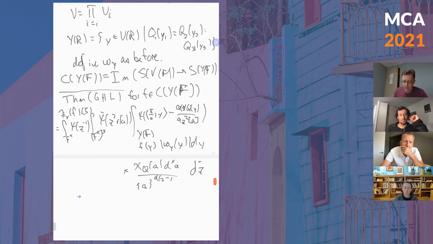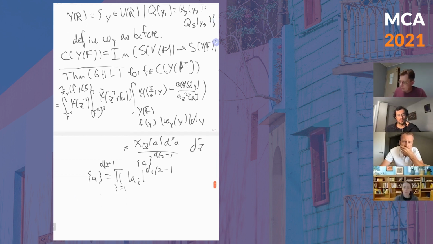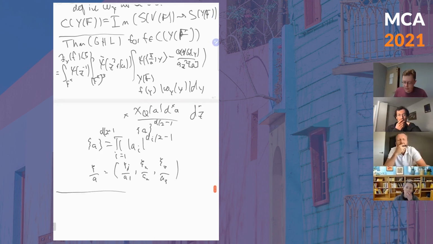Okay, let me just say this, it's maybe not so important, but this is the product from 1 to d_i over 2 minus 1 of a_i, with d_i over 2 equal to 1. And I'm using as shorthand c_1, a_1, c_2, c_3 over 8.